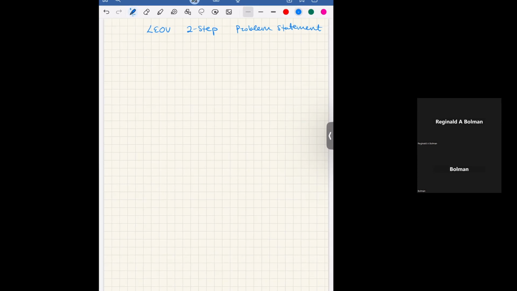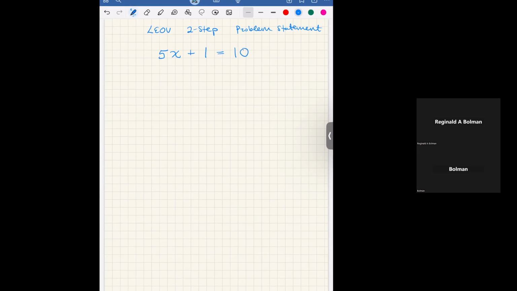An LEOV two-step problem statement is as follows. You will usually have some sort of a setup like 5 times an unknown number plus something is equal to something else. Maybe we have 5 times x plus 1 is equal to 10.